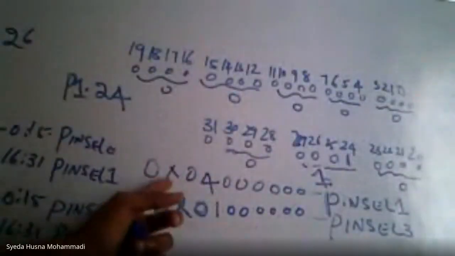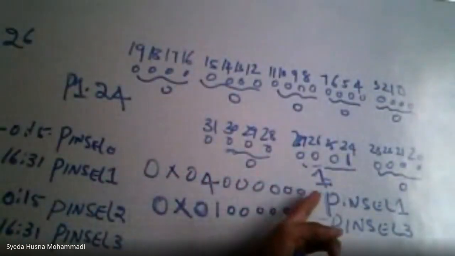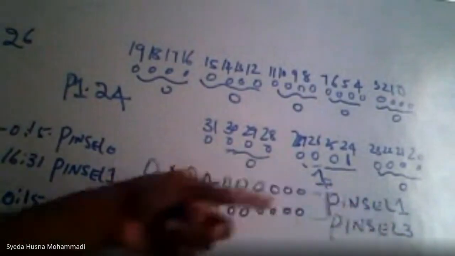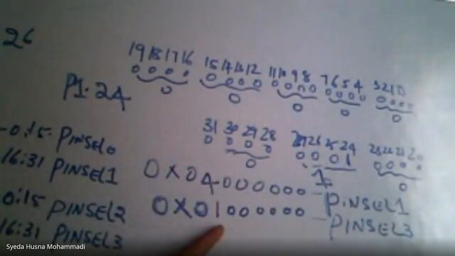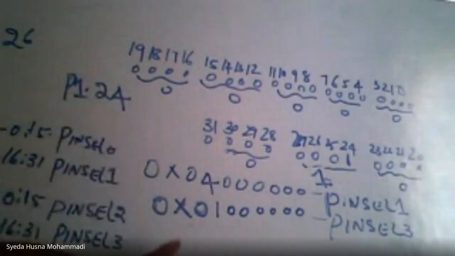For 0x04000, you have to make use of pin select 1, and for 0x01000, you have to make use of your pin select 3. Only these two values you'll be requiring in the DC motor. I hope you all have noted down. Have you all noted down?